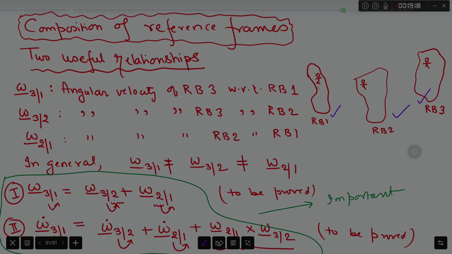We can talk about omega 31, which will mean the angular velocity of RB3 with respect to RB1. You can talk about omega 32, which will be the angular velocity of RB3 with respect to RB2. And then you can always also talk about omega 21, which is the angular velocity of RB2 with respect to RB1. Now, in general, we are dealing with a situation where these three angular velocities are different from each other.